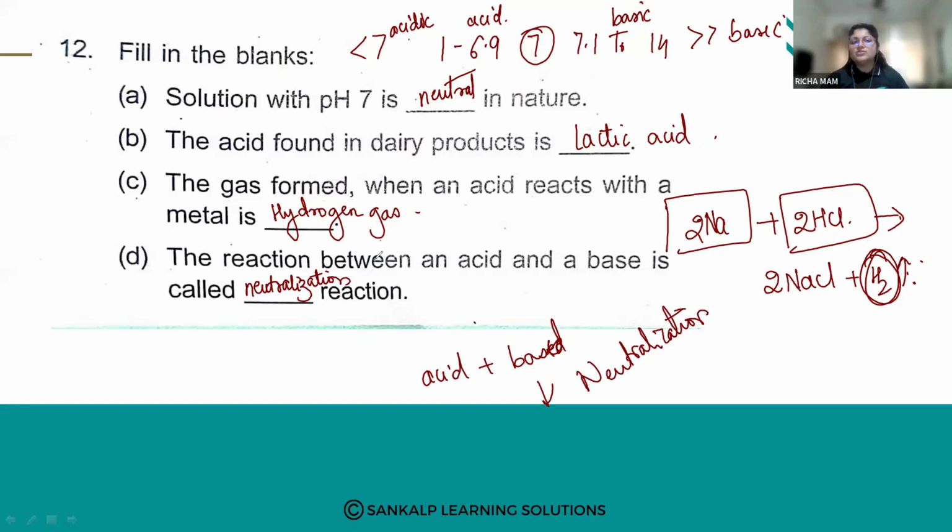So four fill in the blanks. A solution with pH 7 is neutral in nature. The acid found in dairy product is lactic acid. Third one, the gas formed when an acid reacts with a metal is the hydrogen gas. Fourth one, the reaction between an acid and a base is called a neutralization reaction. Okay.